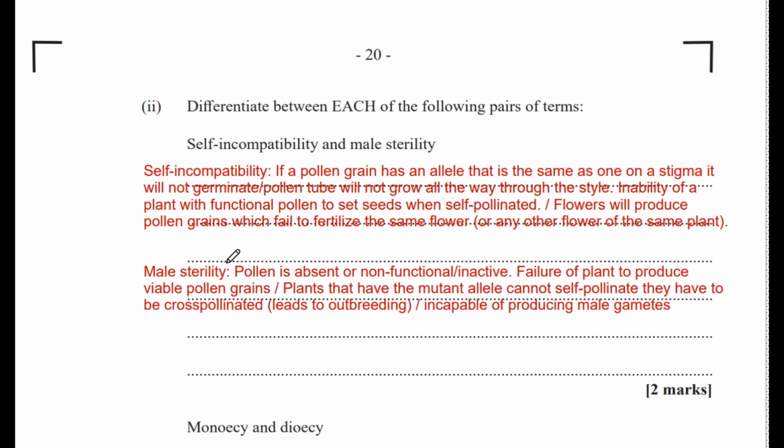So male sterility, on the other hand, means that in terms of plants, the pollen is just not there, or the pollen is non-functional. It's not able to fertilize anything. It's like a man who's shooting blanks, right? He still has sperm cells. They're just inactive, or they don't work well. So it's the failure of a plant to produce viable pollen grains. Plants that have the mutant allele cannot self-pollinate, and they have to be cross-pollinated. So whereas they might have female sex organs, the male ones just don't work, so they have to be cross-pollinated.